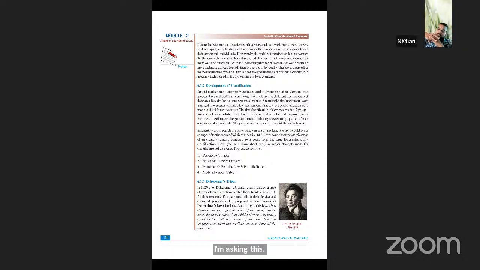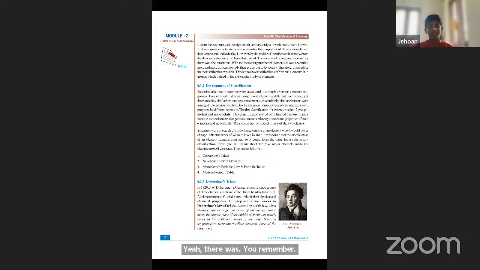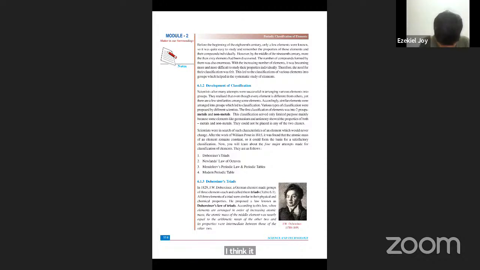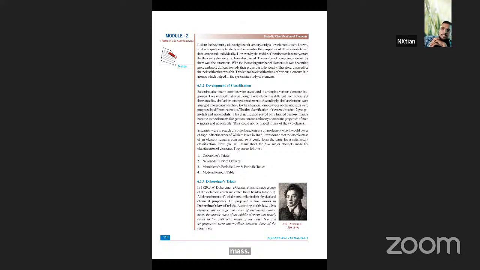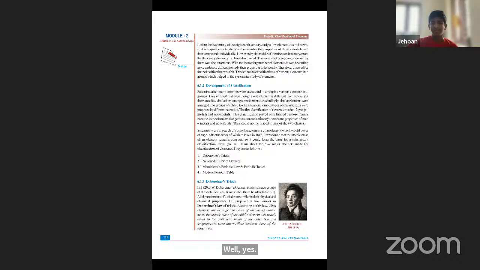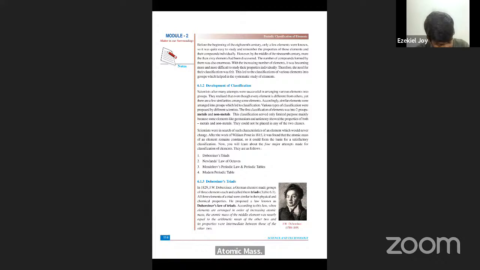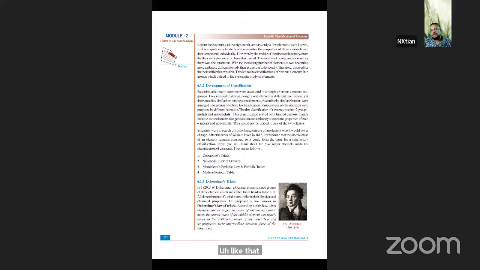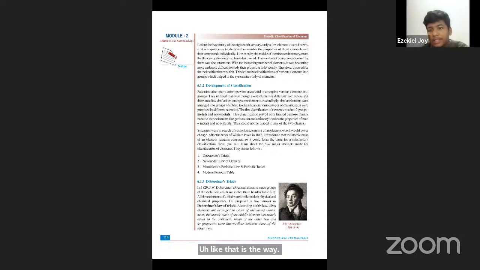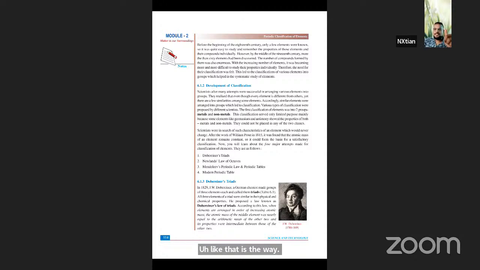Johan, you remember? I think elements are placed in increasing order of atomic mass. Say it again. Elements are all placed in increasing order of atomic mass. Yeah, but that is the way. The chemical and physical properties of elements are a periodic function of the atomic masses. Very good reading. Okay, this is an oral test, no need to read.